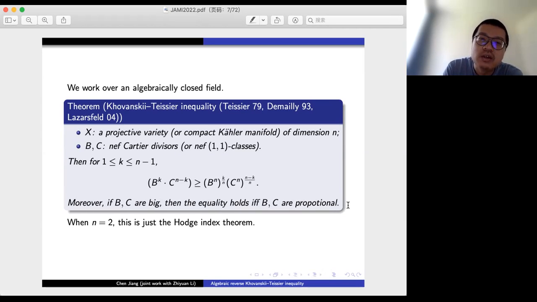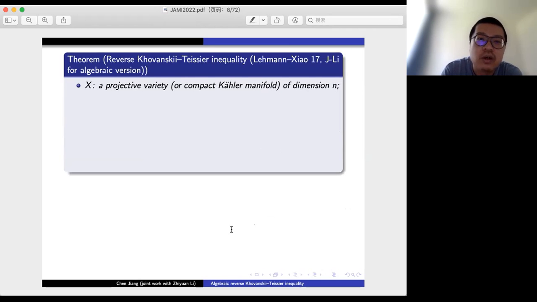Then, as my title suggests, we are interested in the so-called reverse version of this inequality. That means we want to study the upper bound of this intersection number, not the lower bound. I will first give you the statement of the theorem. We call it the reverse Khovanskii-Teissier inequality. It was first proved by Lehmann and Xiao about 5 years ago, in the analytic setting.